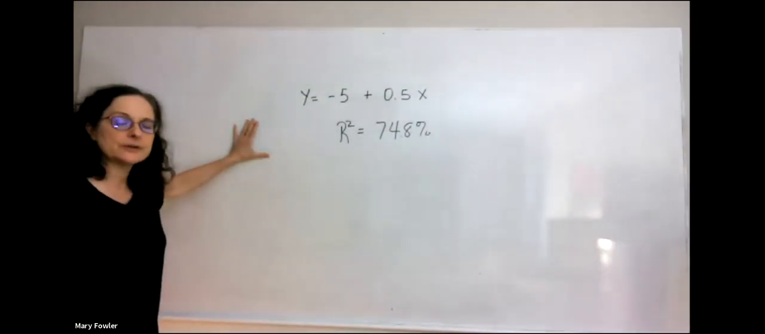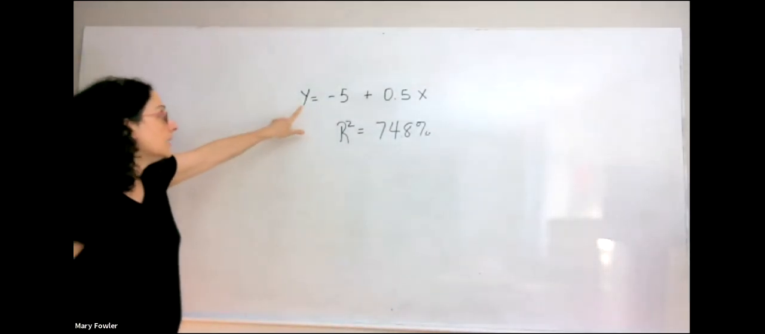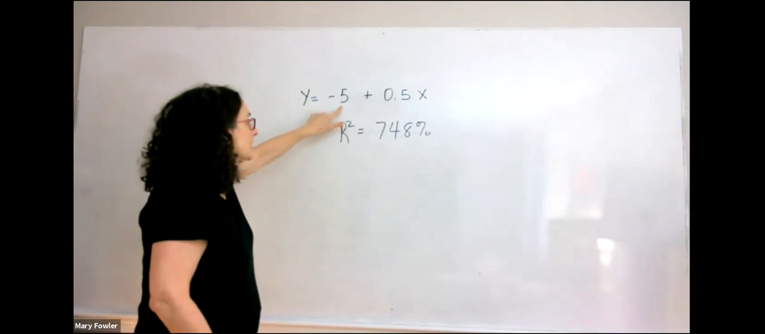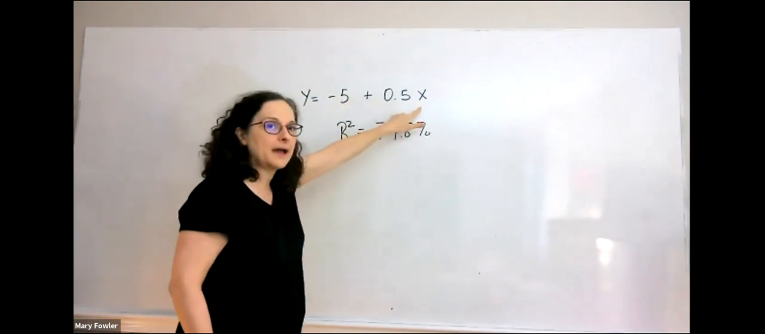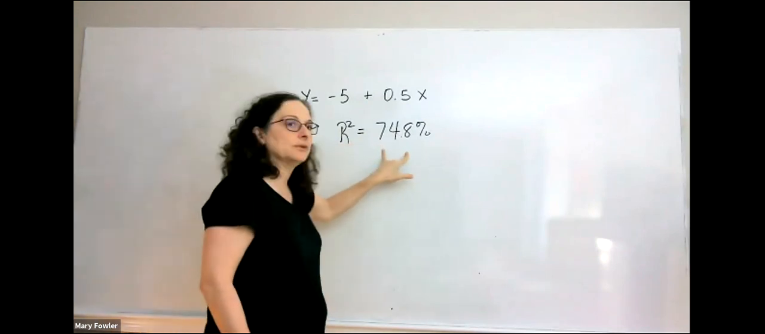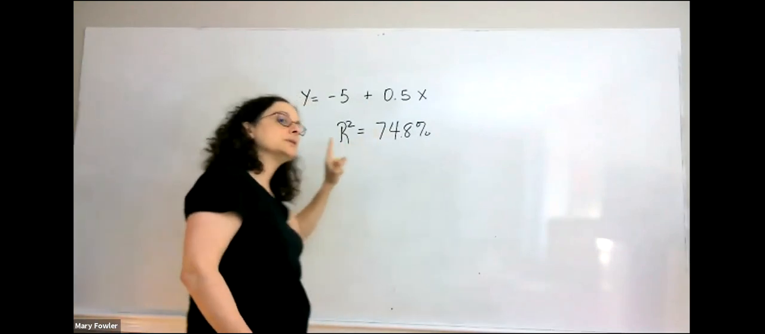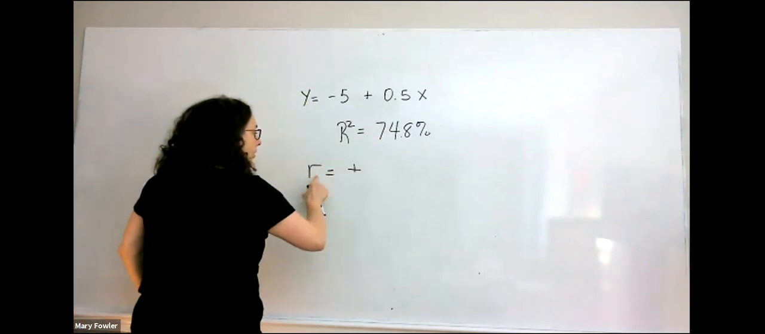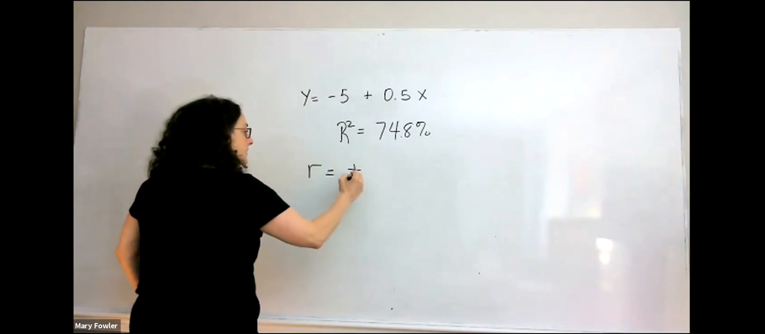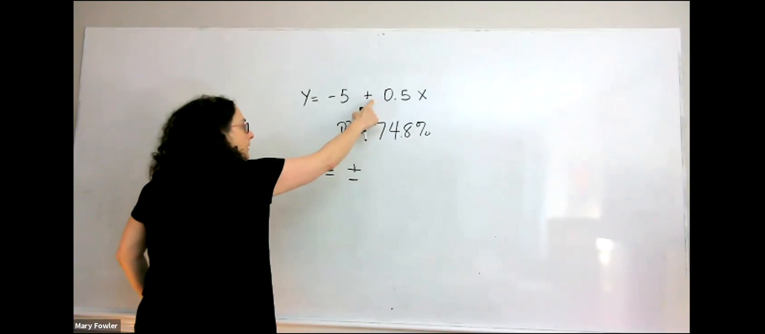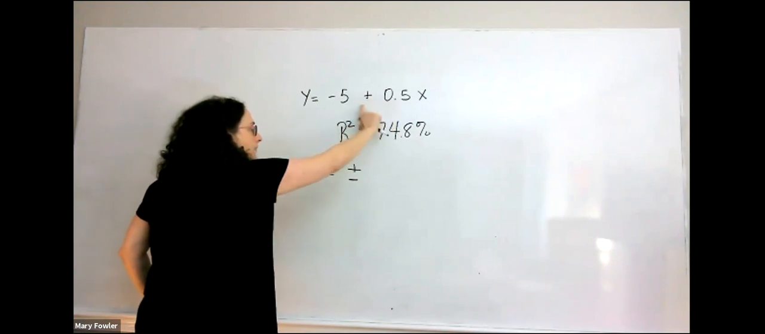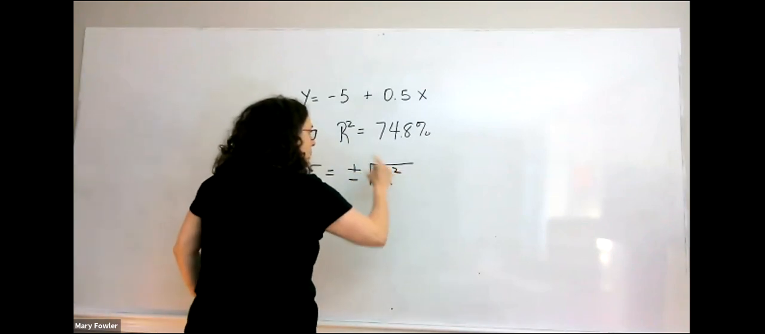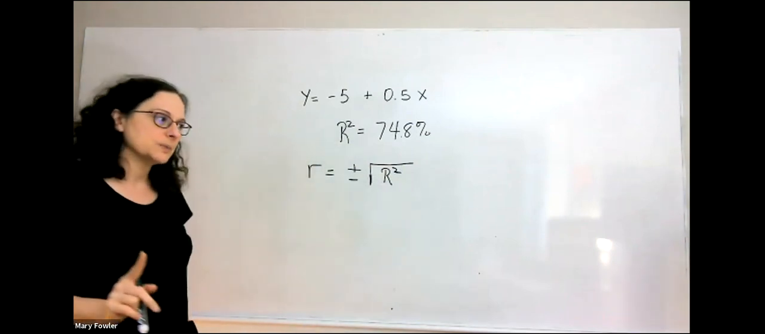All right, so I just transferred the information we need over here to the whiteboard. Y is equal to, rounding to one decimal place, minus 5 plus 0.5x, and the R squared is 74.8%. So to calculate the linear correlation coefficient from this information, R is going to be plus or minus the square root of R squared. R squared is always positive, so we'll always be able to do that.